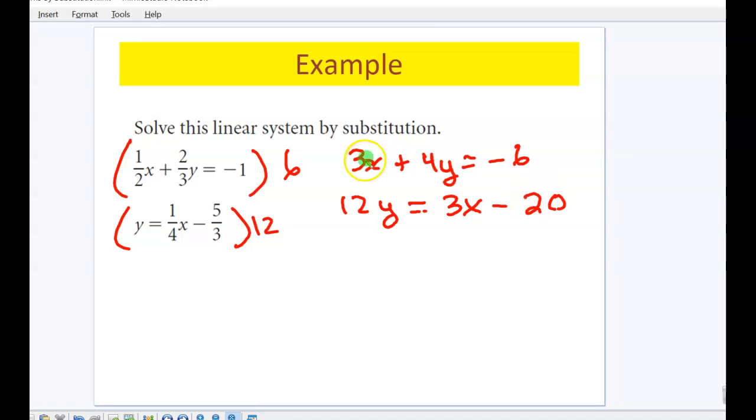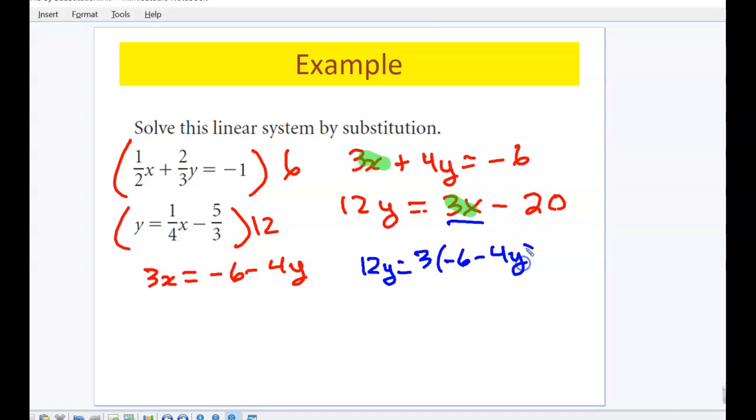Now you notice I have a 3x in each equation. And again, there is another method to do this one, but if we're going to do it by substitution, I'm going to take my top equation and I am going to isolate the 3x by itself. So I'm going to get 3x is equal to -6 minus 4y. And then I'm going to replace in here -6 minus 4y. So my second equation now is going to be 12y equals 3 times (-6 minus 4y), subtract 20.